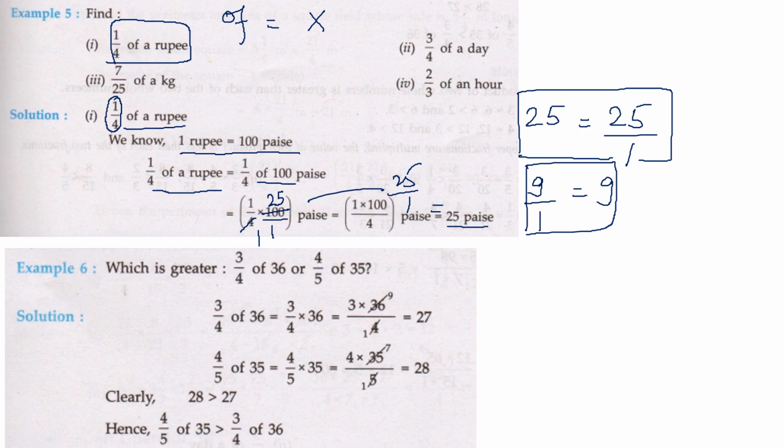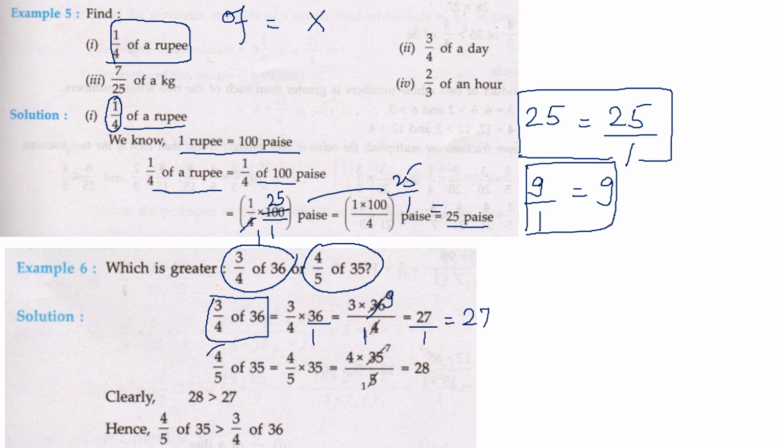Which is greater, 3 by 4 of 36 or 4 by 5 of 35? So first we will solve 3 by 4 of 36. That is 3 by 4 into 36. It can be written as 36 by 1. So 3 into 36 by 4 into 1. 4 ones are 4. 4 nines are 36. 9 threes are 27. 27 by 1 is 27.